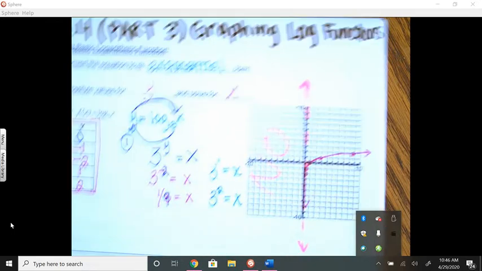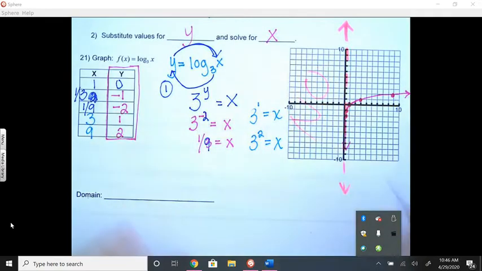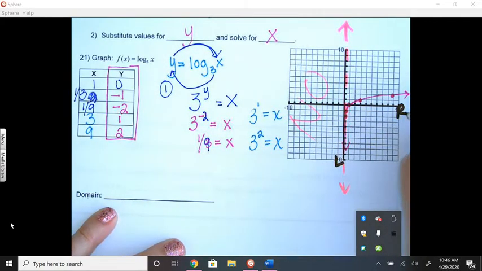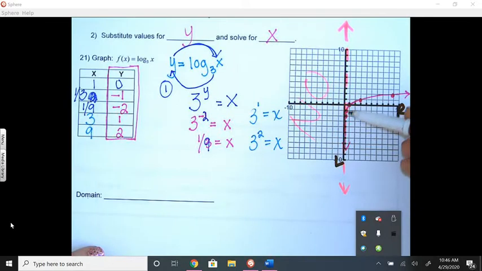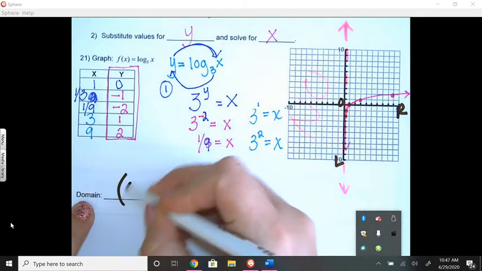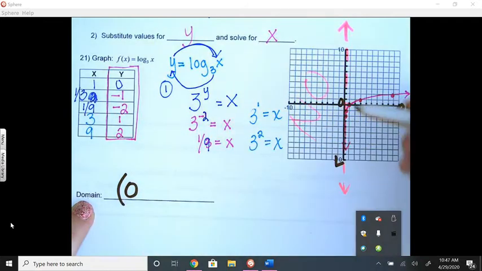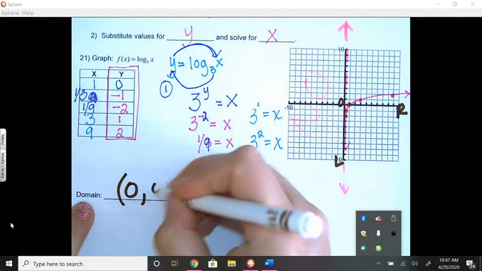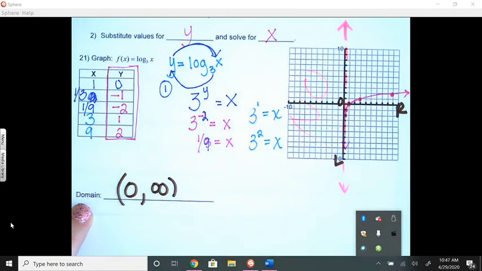Okay. So now the domain: we go left to right on the graph. Remember, domain is the x values, so x is 0 right here. It goes from 0, but we use a parenthesis because it never actually touches 0. And then it goes infinitely to the right side.